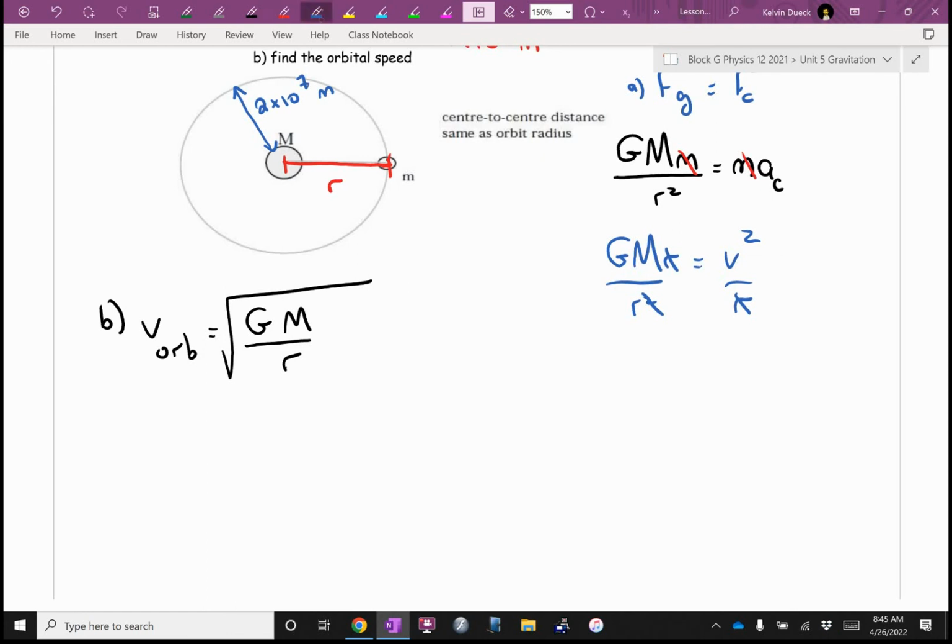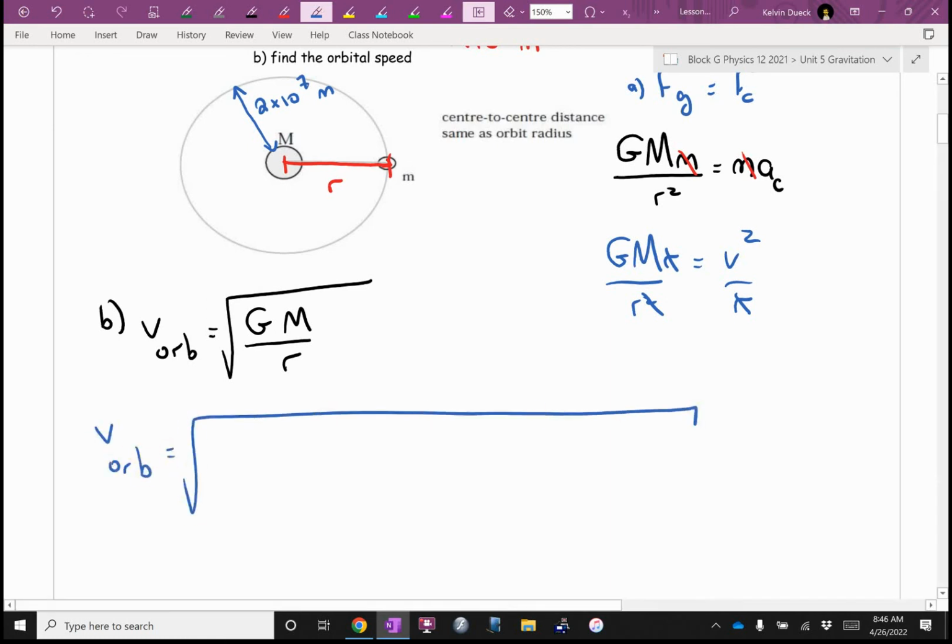So let's start writing out some numbers. You'll want to do a massive square root sign because, unfortunately, the numbers just aren't convenient. We're going to be writing some big numbers here. So the first one is 6.67 times 10 to the negative 11. What's the mass of the Earth? Okay, you all found where that is on your formula sheet?